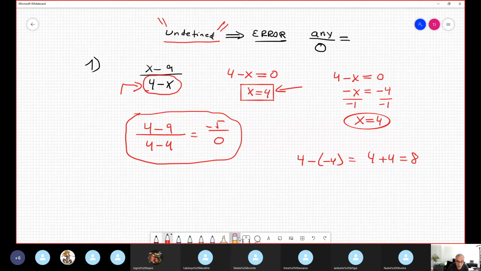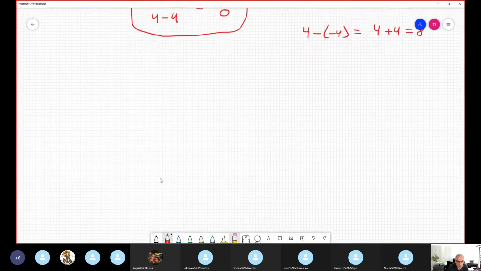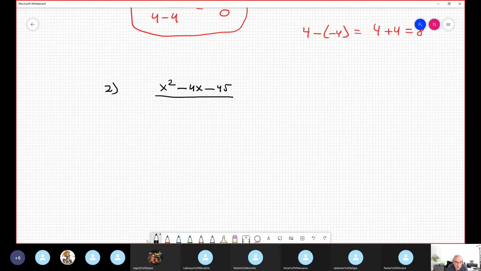So, can we move to number 2 or no? Number 2 is a little bit more interesting. Number 2 is x squared minus 4x minus 45 divided by, no, it's okay. You are a student, I understand. x squared minus 9.